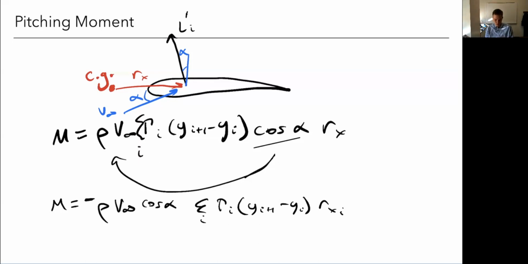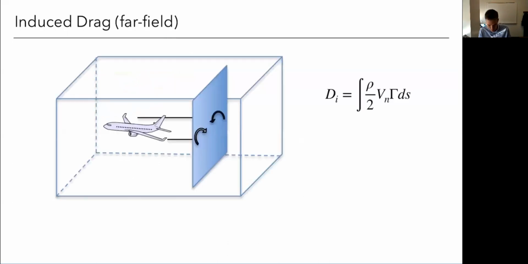All right, so that's lift and pitching moment. The last thing we need is induced drag, and we're actually going to save this till next time. But just as a preview, we're going to use a far field approach, kind of like we did in one of the first homeworks and some of those beginning lectures, where we looked at a momentum balance around a big control volume. I could find forces, especially drag, by looking at the momentum far downstream. And that's what we're going to do for this vortex lattice.